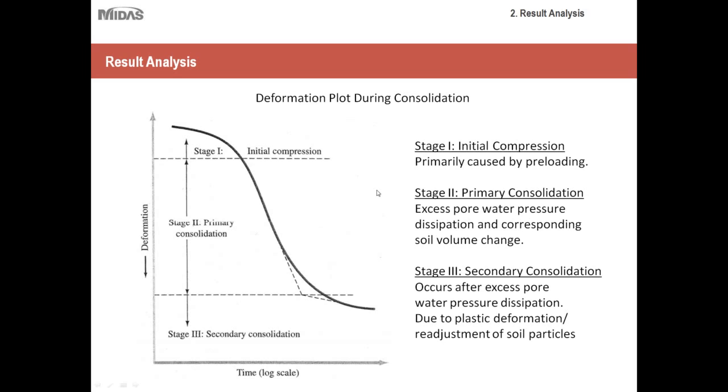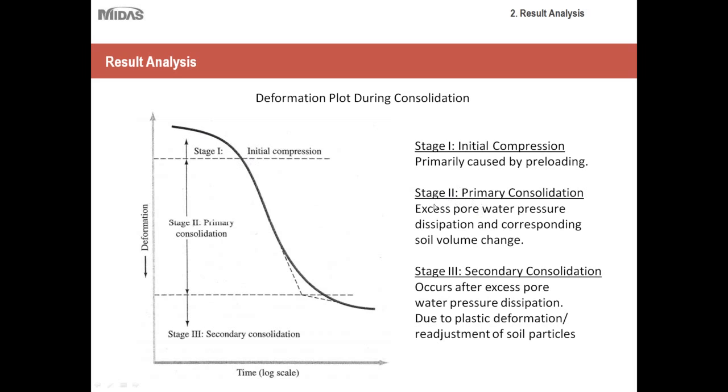Now let's discuss what your deformation plot will look like. Once you do your test, your plot should look something like this, and keep in mind that time is on a logarithmic scale. First, stage 1, you'll have your initial compression. Depending on the soil type, usually there's some immediate settlement that occurs just because there are pores near the top where the water drains out very quickly. So you'll have some quick initial compression.